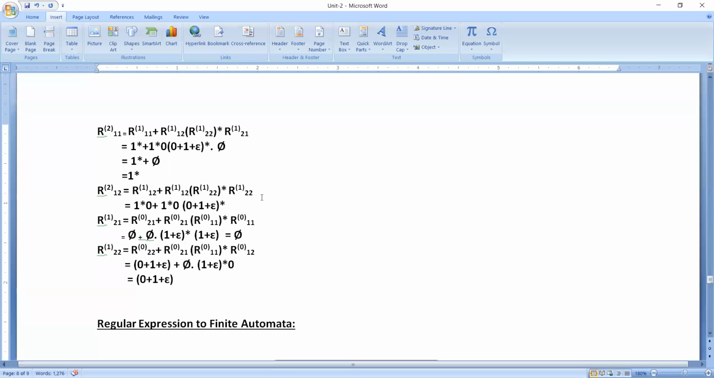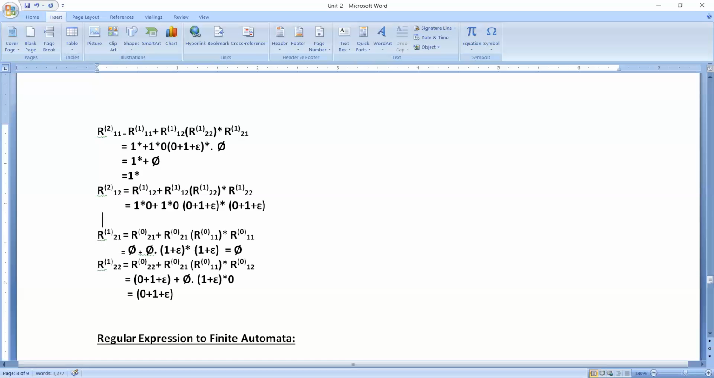What is this R power 1 2 2? This one will be the same. Now we need to simplify this. So how are we going to simplify this? For this, I am going to take this 1 star 0 as common. When I take 1 star 0 as common, the thing which will remain is, first epsilon, plus this entire thing will remain.